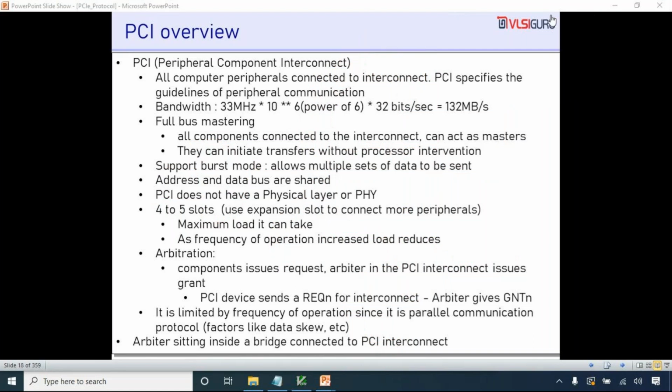How many slots can you connect? 4 to 5 slots. Use an expansion slot to connect more peripherals. Given one interconnect, you can connect a maximum of 5 PCI devices to that.